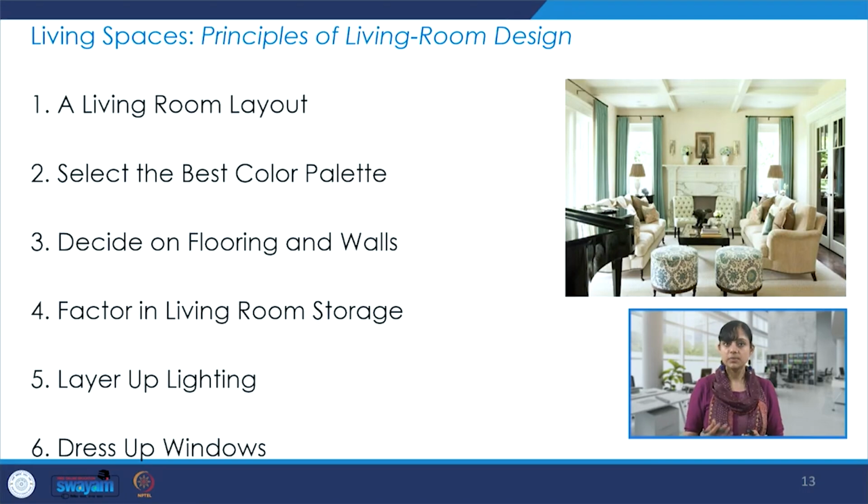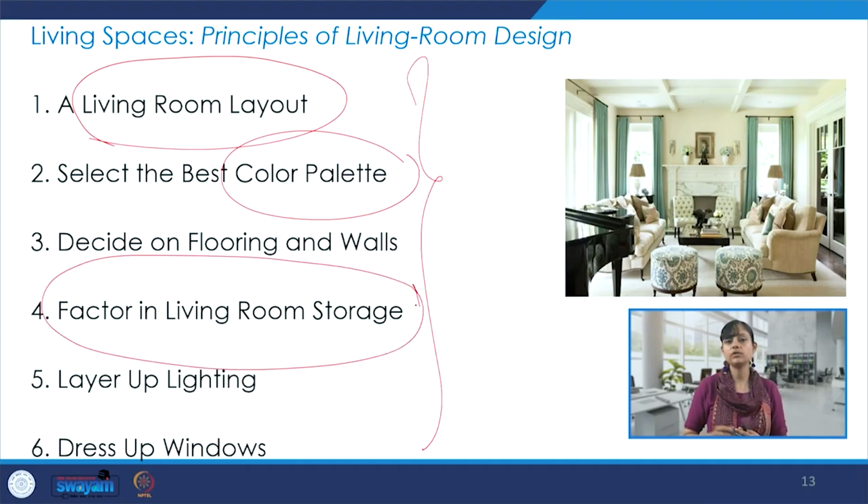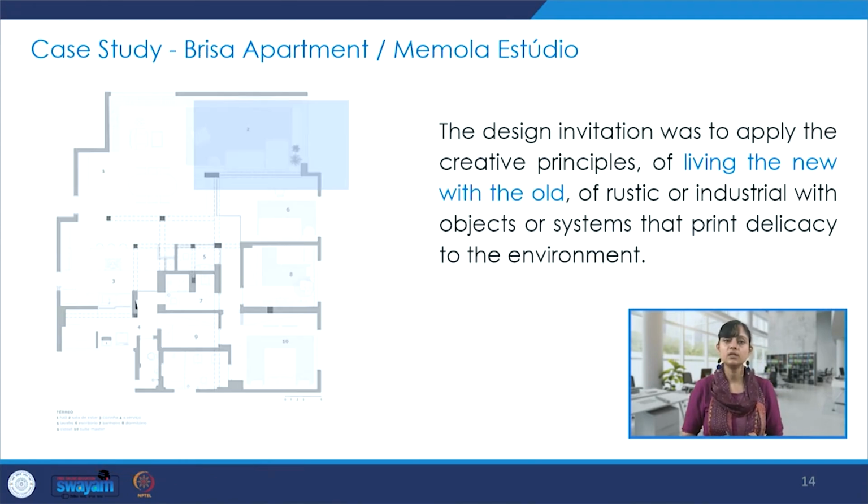We discussed the living spaces and then we tried to understand what could be a set of thumb rules or important principles to achieve good living space designs, starting with of course, a good living room layout, then a good color palette, deciding on flooring and walls and good finishes. And then we have to factor in also the storage when we talk about living rooms, just like the workspaces, and lighting, and of course how the windows are dressed up or treated, so openings also. Again, we saw another case study and we tried to understand the application of these principles there.